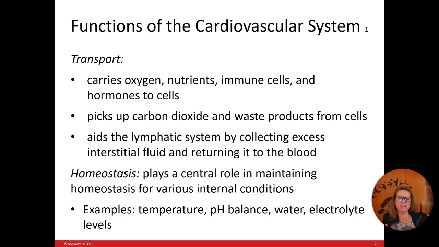There are three other things there: pH balance, water, and electrolyte levels, which are super, super important. You might have remembered that we talked about buffers before. So the blood and the cardiovascular system are going to be super important to maintaining homeostasis of those particular properties.